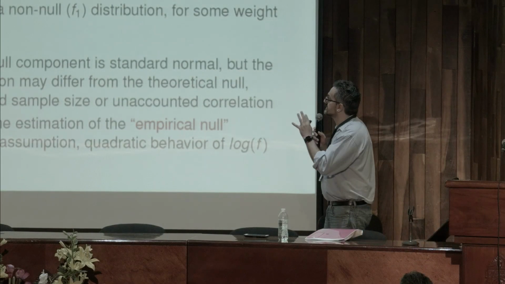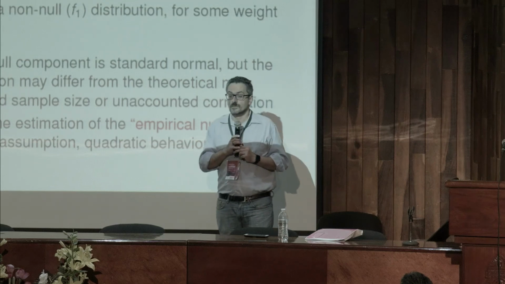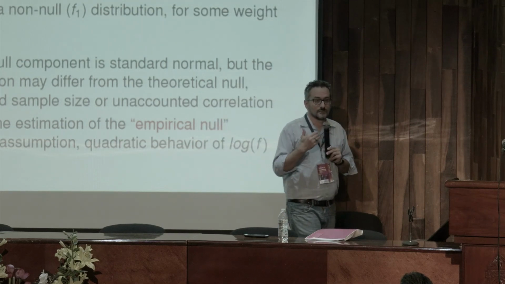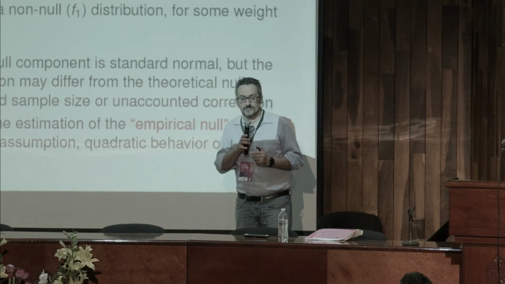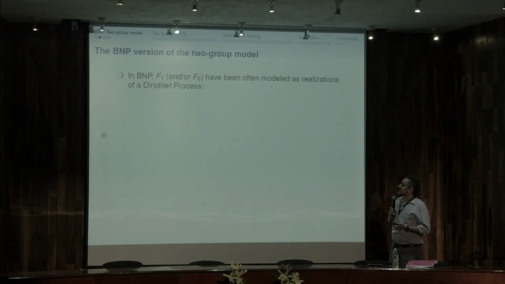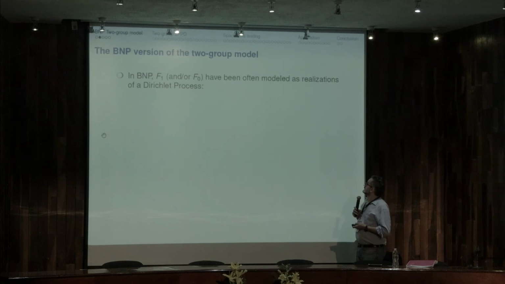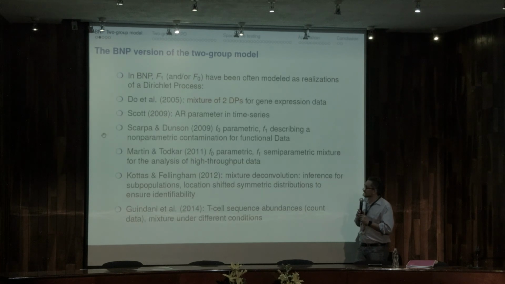So when we look at this framework from a Bayesian perspective, of course, one may think about putting prior models on F0 and F1. And the most common way in which this has been done in the literature is by assuming that F1 and F0 are realizations from a Dirichlet process. And indeed, there is a wide literature that tries to model either F1 or F0 or both as realizations of the Dirichlet process. I'm going to put here just a few examples.